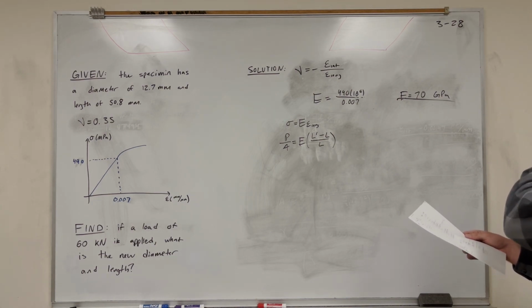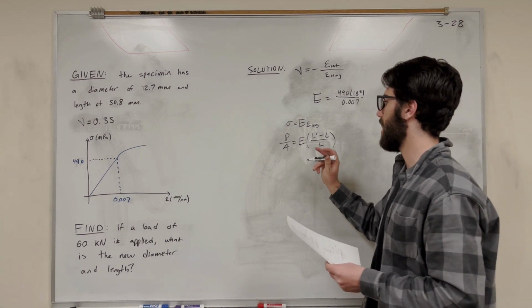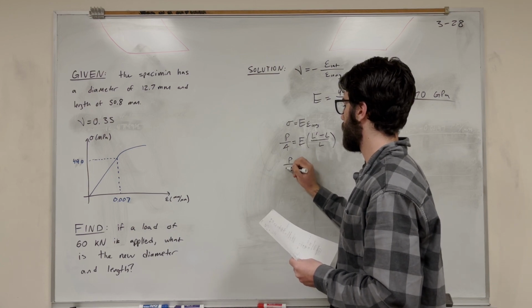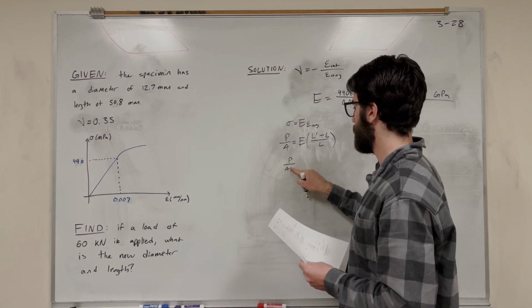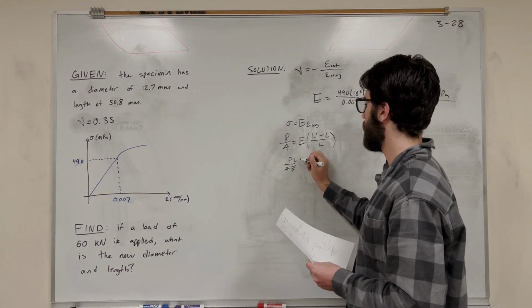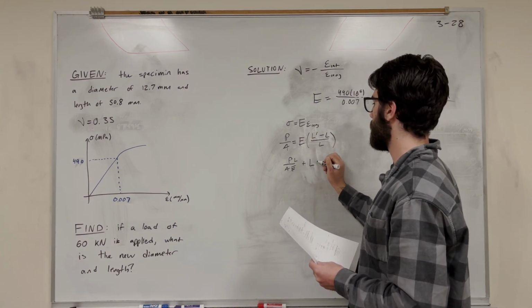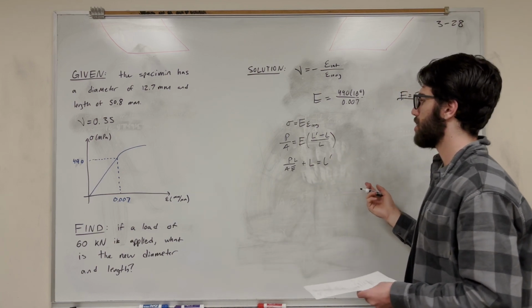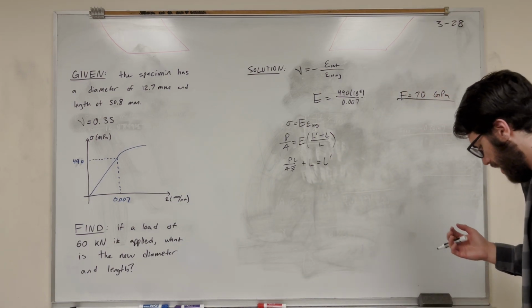Let's rearrange this to get it in the position we want. Let's divide by E, so we have F over AE. Then let's multiply by L to get it on top, and then add the L, and this is going to be equal to L prime. Check the algebra if you want, but that's how you get there.